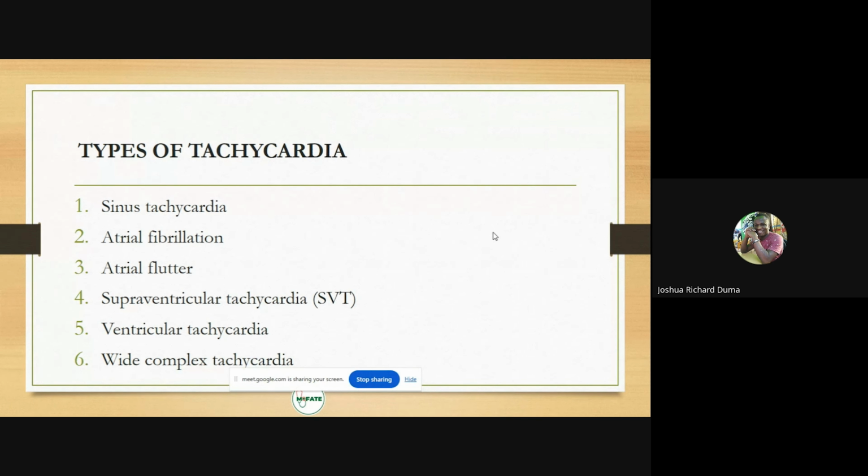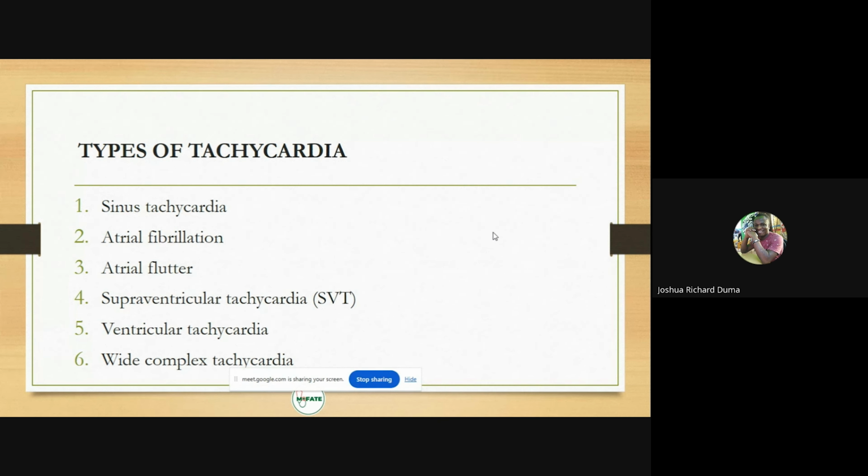It can be sinus tachycardia. It means the heart is beating normally, but it beats faster. But when we say sinus tachycardia, it means the electrical activity starts from the sinoatrial node, the pacemaker of the heart. Then it passes through the normal conduction ways.